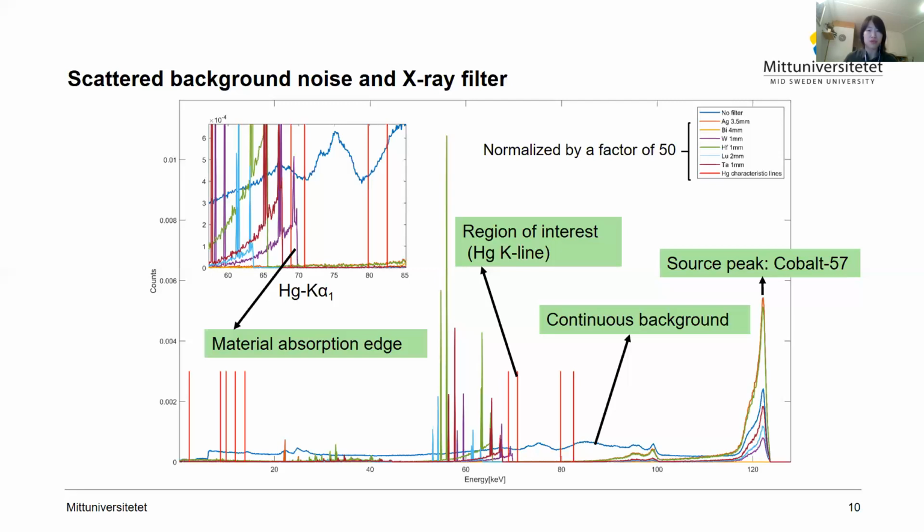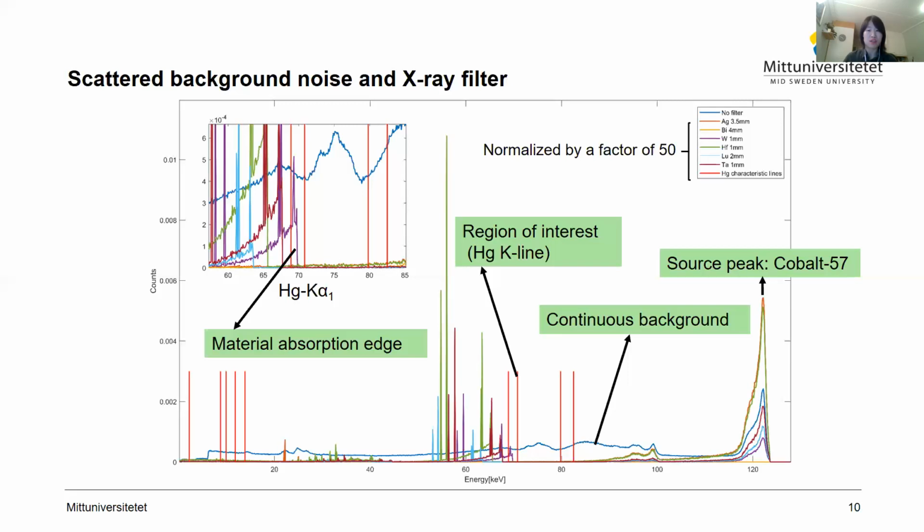A suitable filter foil placed in front of the primary X-ray source can significantly improve the sensitivity in an XRF analysis. The most important consideration in selecting the optimal filter material is that the filter absorbs the continuous background radiation by using the absorption edge of that material.